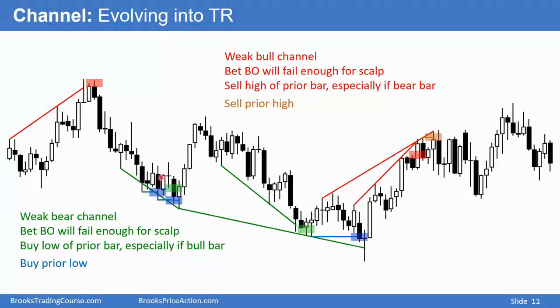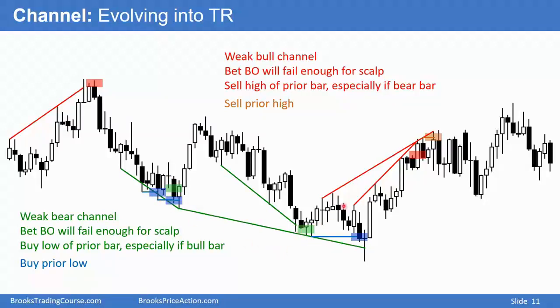We have a bull bar here. It's a bear flag, but a bull bar. Traders will buy either at the low of this bar or at this prior low. And the same is true here. We have a bull bar and a doji bar, not strong sell signal bars. Bulls will buy either at that low or at the prior low. And the same true here.